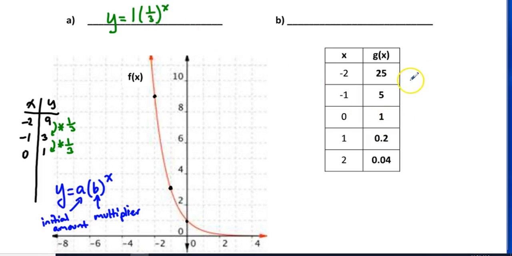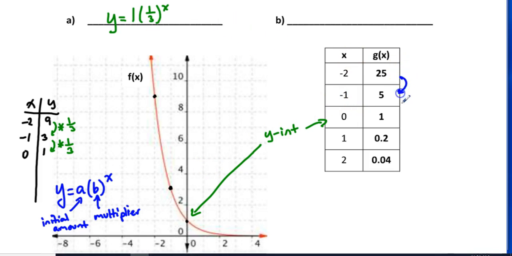Example B is similar. We've got to know what the initial amount is. Okay, and that's going to be the y-intercept. That's when x is 0. Just like when x is 0 on this graph. Let me just draw a little arrow. There's our y-intercept. What's the multiplier? So let's see if we can figure that out.